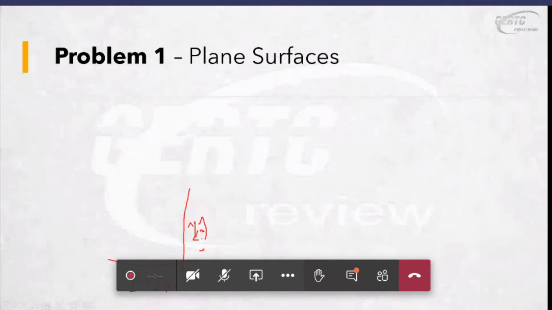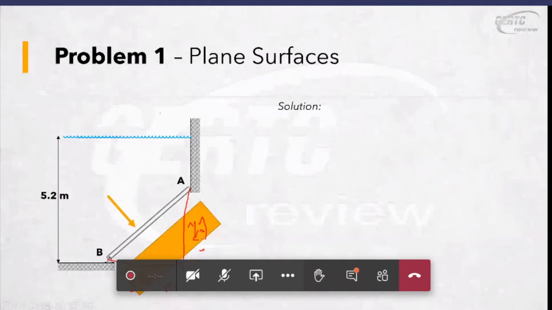Now, for the solution, take note, guys, that we are after the resultant force. I am just using my mouse, so anyway, take note, guys, that we are after the resultant force.